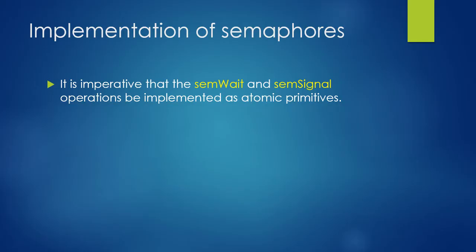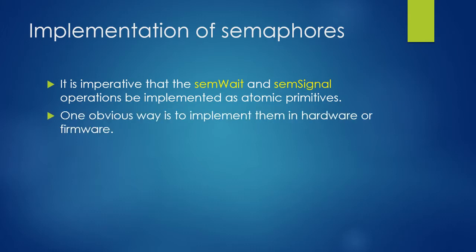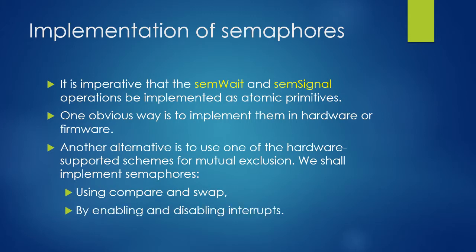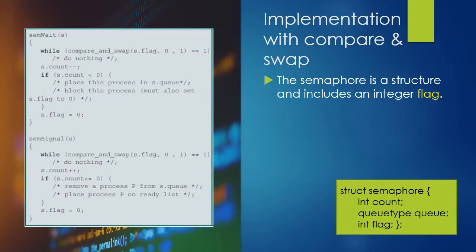Implementation of semaphores. It is imperative that the semWait and semSignal operations be implemented as atomic primitives. One obvious way is to implement them in hardware or firmware. Another alternative is to use one of the hardware supported schemes for mutual exclusion. We shall implement semaphores using compare and swap, and by enabling and disabling interrupts.